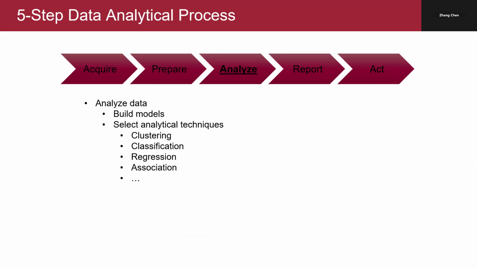Okay, so after the data is prepared, we can move on to the analysis step. In this stage, we build models and choose appropriate analytical techniques based on the problem we want to resolve, right? Clustering is usually used to discover groups in data without labels. Classification usually predicts a category, such as spam or not spam emails. We receive a lot of emails, so we can determine which are spam, right?